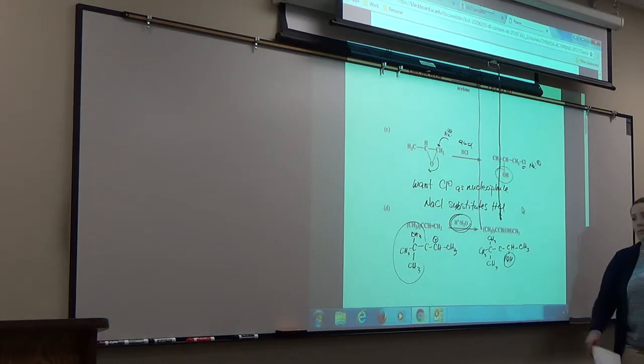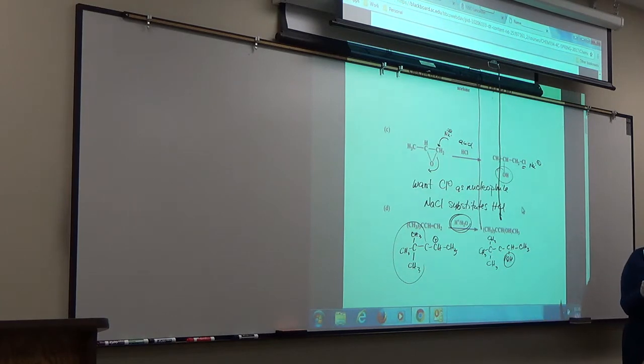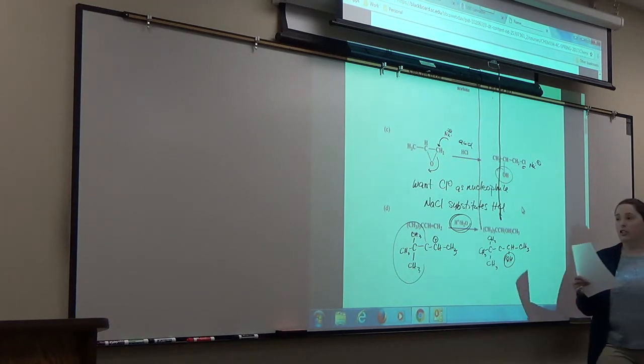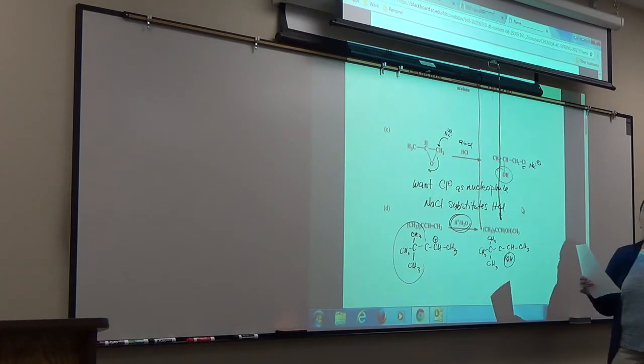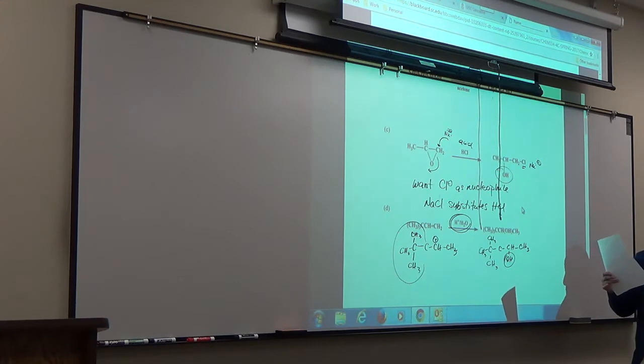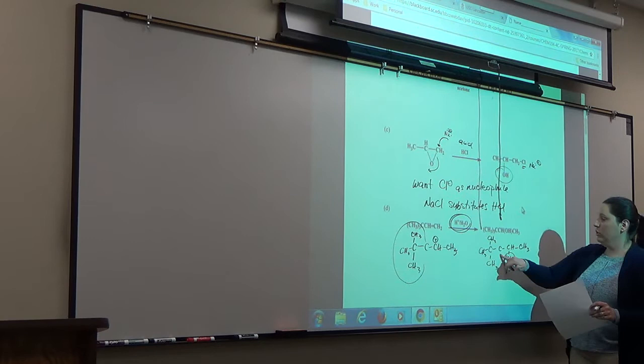Where would that methyl go? What would it look like? One of those methyls is going to shift to where the carbocation is. So that's what's going to end up happening there. And then the alcohol OH should actually be here.